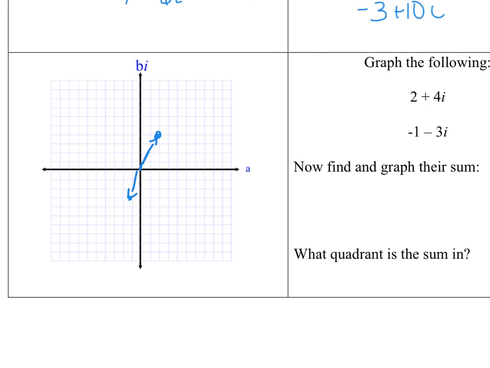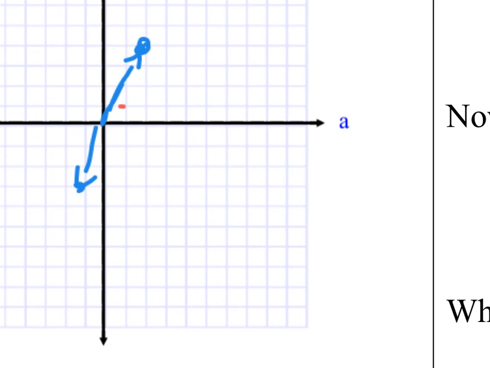Now I want you to find the sum and graph it. So simply add those guys up. So it's 2 minus 1 is 1, and 4 minus 3, or 4 plus a negative 3, is positive 1. So 1 and 1. Let me make this a little bigger. Alright, there we go. So you get the idea.